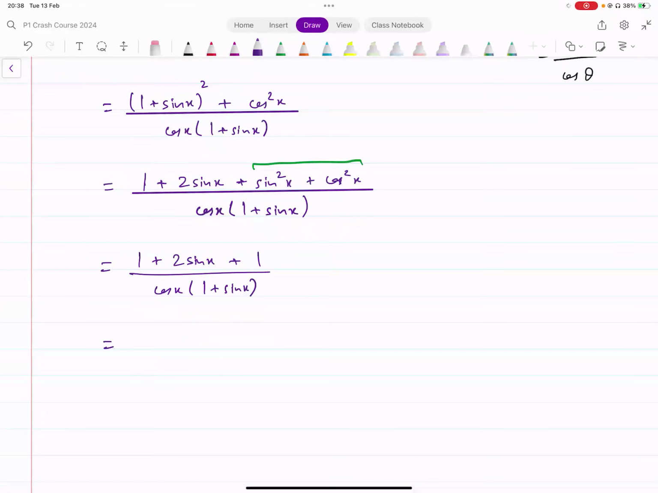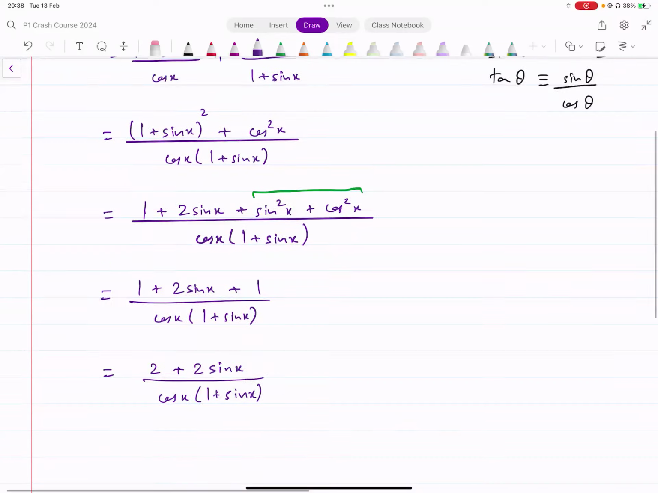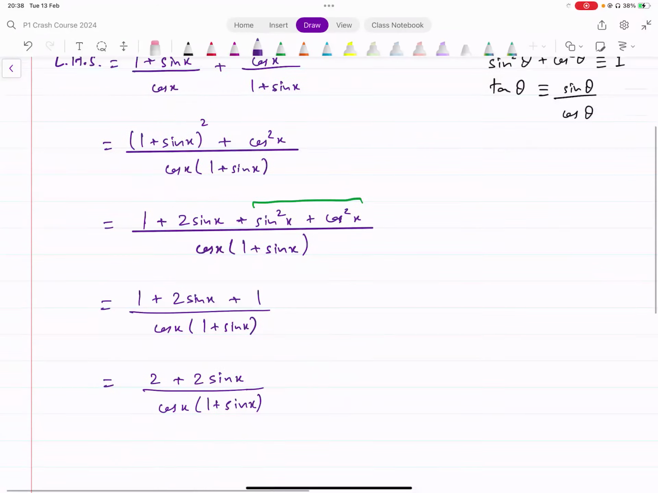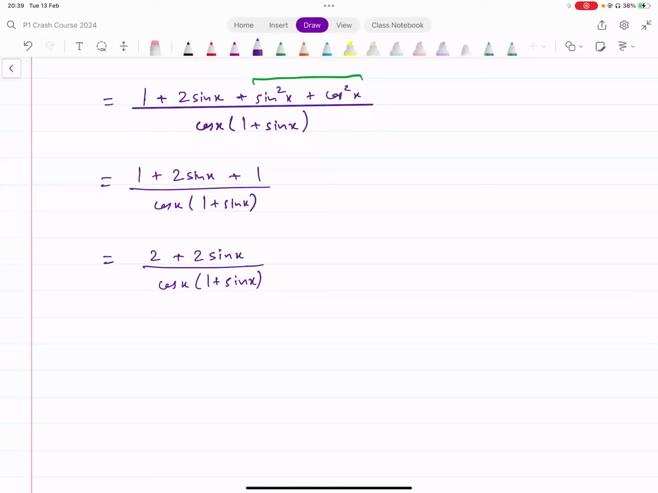Now, if we simplify the numerator further, it becomes 2 plus 2 sine x. And in the denominator, we've got cos x into 1 plus sine x. Again, keep in mind what you want at the end. And at the end, you want something like this, 2 over cos x. So only 2 in the numerator and cos of x in the denominator. Can you cancel 1 plus sin x out somehow?